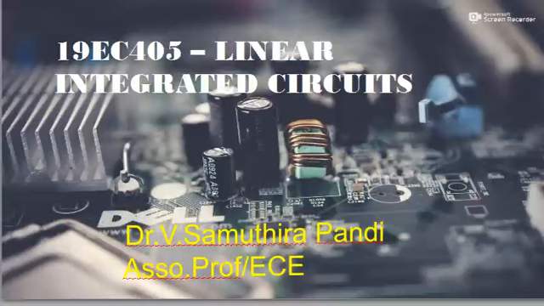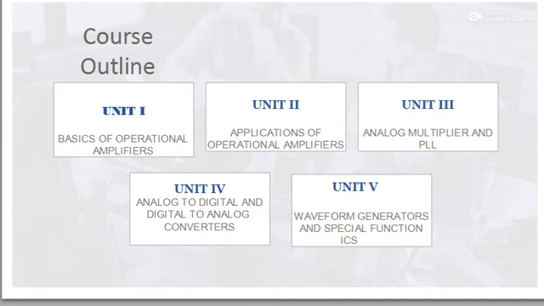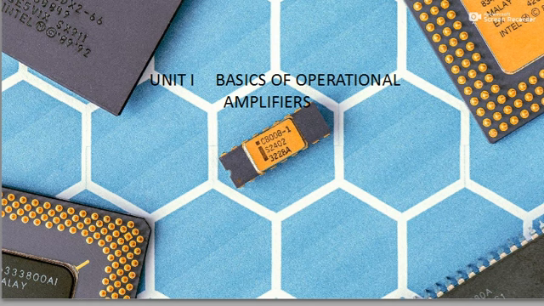Hello students, now we are going to see about 19EC405 Linear Integrated Circuits. This is the course outline. Unit 1: basics of operational amplifier; Unit 2: applications of operational amplifier; Unit 3: analog multiplier and PLL; Unit 4: analog to digital and digital to analog converters; Unit 5: waveform generators and special function IC.